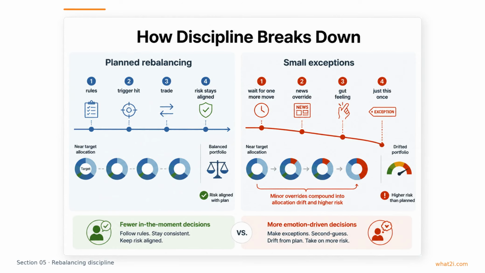Discipline often breaks down through small exceptions rather than one dramatic decision. An investor may delay a rebalance hoping for one more favorable move, override the rule because of a news story, or trust a gut feeling instead of the preset trigger.